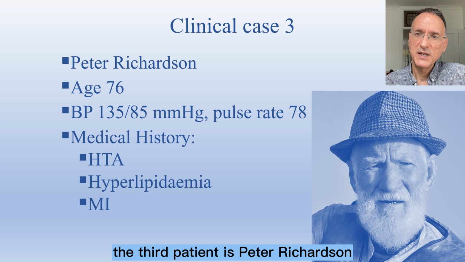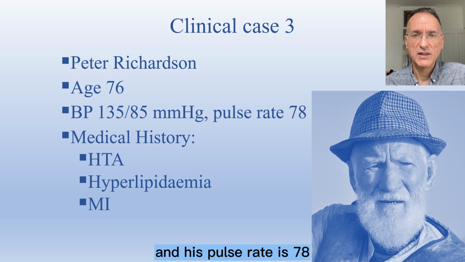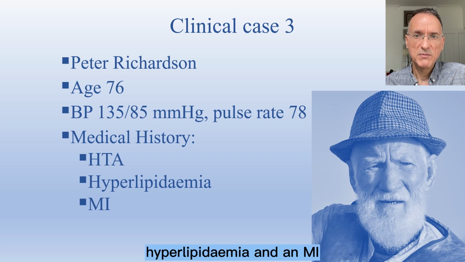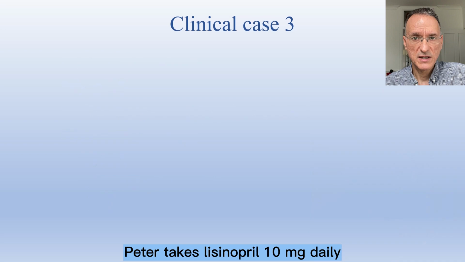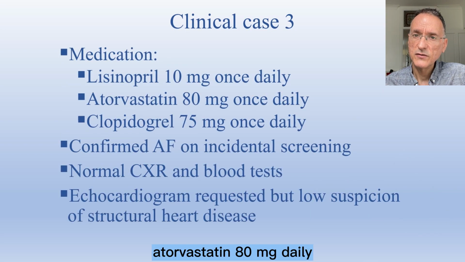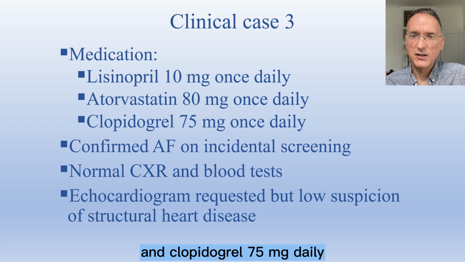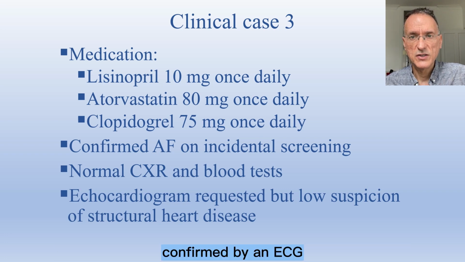The third patient is Peter Richardson, who is 76. His blood pressure is 135/85 and his pulse rate is 78. Peter has a medical history of hypertension, hyperlipidemia and an MI 10 years ago. Peter takes lisinopril 10 mg daily, atorvastatin 80 mg daily and clopidogrel 75 mg daily as part of his post-MI regime. He has been found to have AF on incidental screening, confirmed by an ECG.